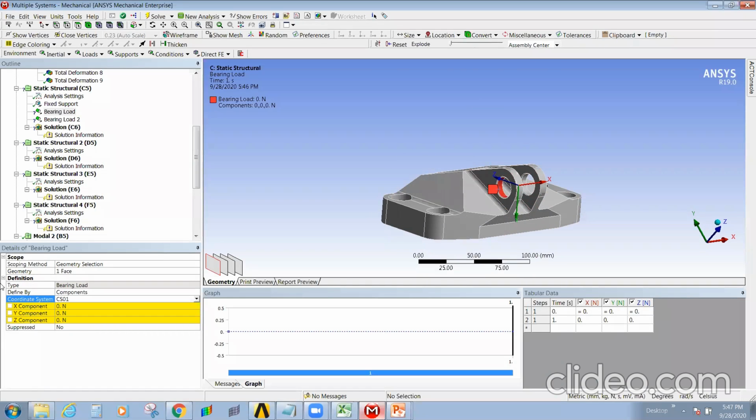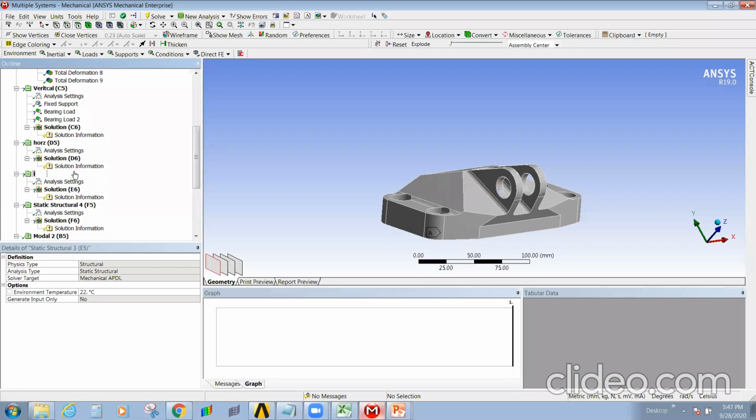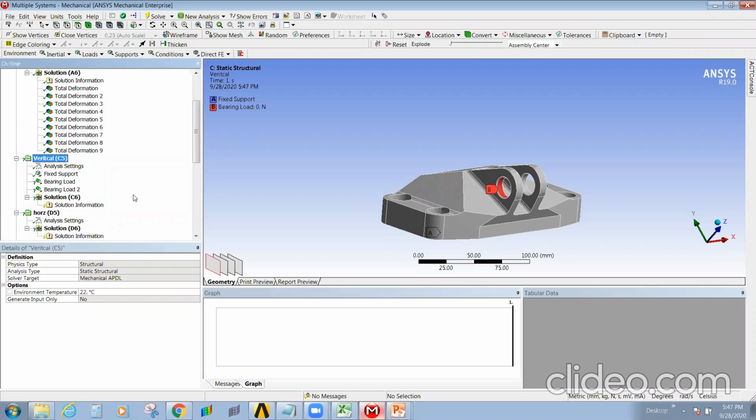Initially I'll consider the load cases as vertical, horizontal, inclined, and combined. So each load case I am saying.